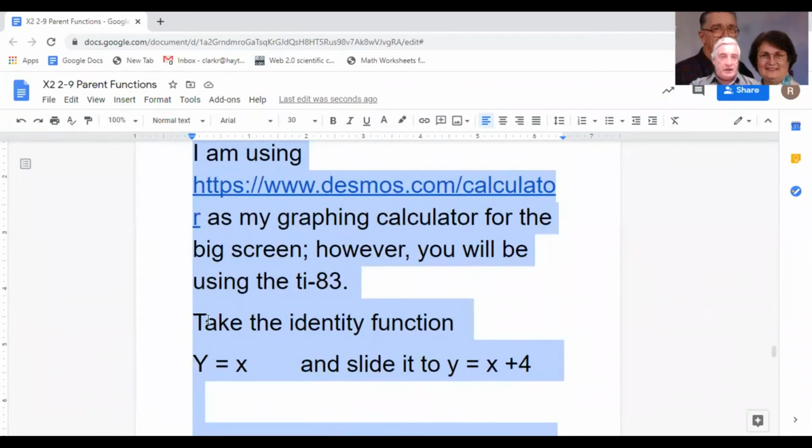We're going to take the identity function, y equals x, and I'm going to find out what happens if I add 4 to the x. Those are my two functions, y equals x and y equals x plus 4. So let's go there.